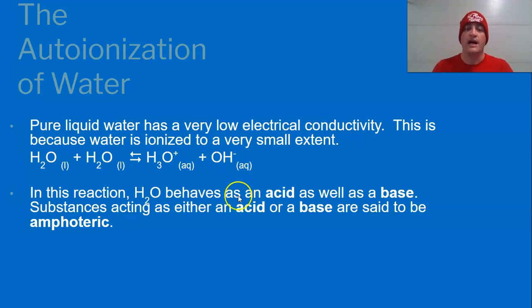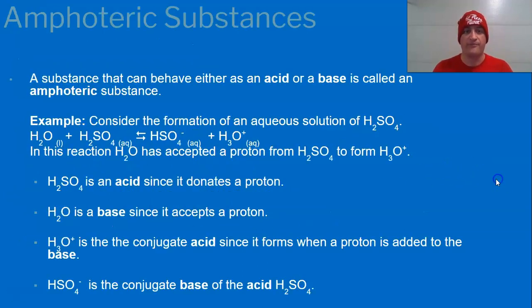However, that means it can act as an acid and a base. And if something can be an acid or a base in different situations, it can be called amphoteric. So an example here is the aqueous solution of H2SO4. Okay. In this reaction, water's accepted the proton. We got this form. So acid, conjugate base, base, conjugate acid. Okay. Not too much of a stretch.